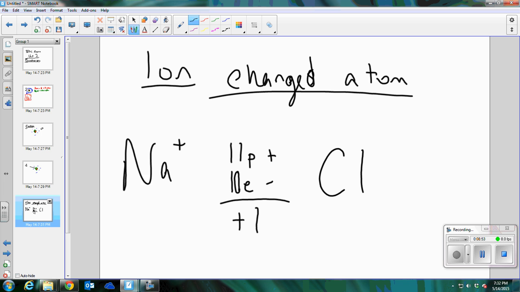Well, chlorine is different. Chlorine has 17 protons, 17 electrons, and chlorine will readily accept an electron. And so it will readily gain another electron, causing it to have a -1 charge. And like you've learned, these opposites attract one another, and they can actually form bonds with one another.